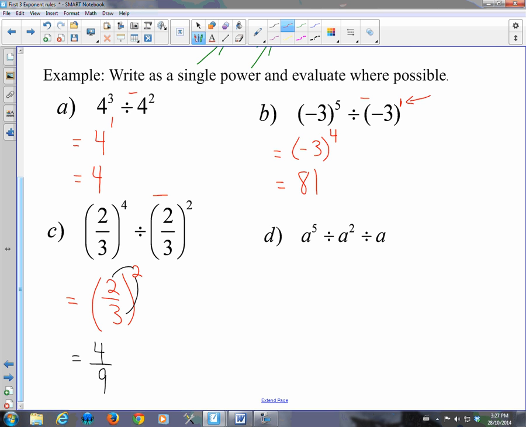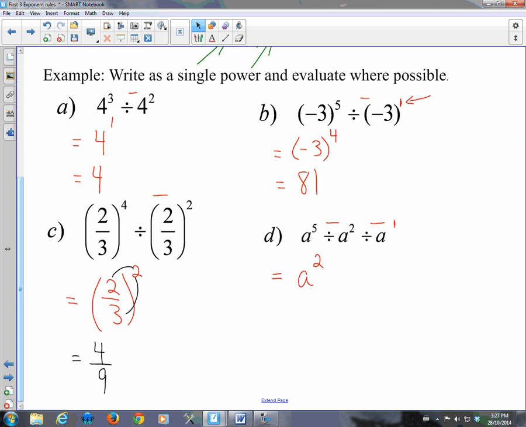And last one, you can do the same thing. Use exponent rules with variables as long as the letter is the same. Keep the letter and subtract all your exponents. Remember, same deal as above. If there's no exponent, there's still a 1 there. So I have 5, take away 2 is 3, take away 1 is 2. So I have a to the exponent 2 when I use my exponent rule.